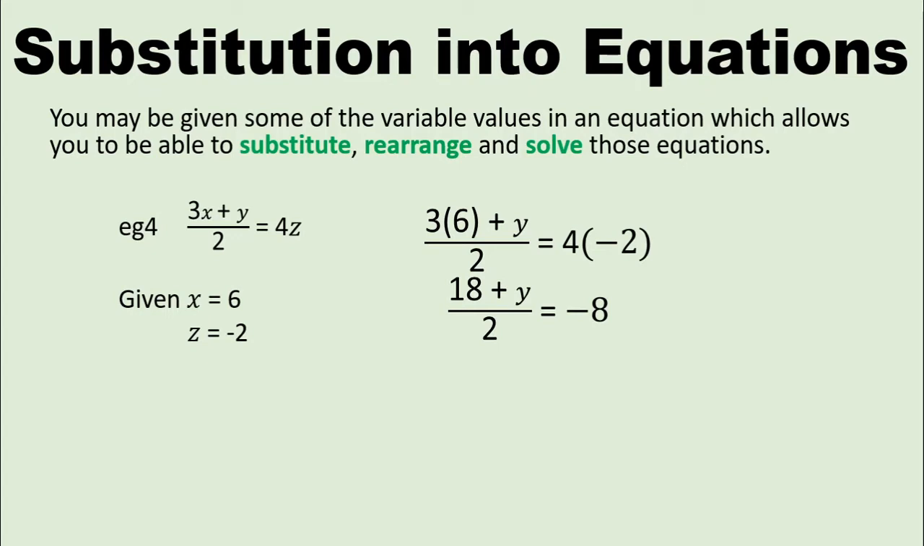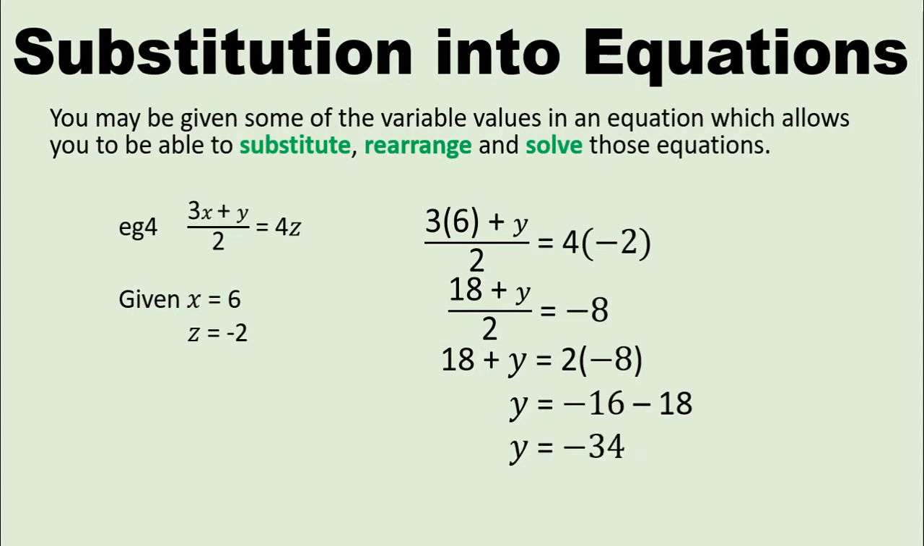And if I want to find out what y is, just like my solving equations that you saw before, I'll rearrange this equation to get y on its own. Right now, y is being added to 18 and then divided by 2. So I'll work backwards, get rid of that divide by 2. Opposite of dividing is multiplying. That's 2 times -8, which is -16. And I then moved the 18 across, which was adding to y. So the opposite of adding 18 is subtracting 18. So y must be equal to -34.